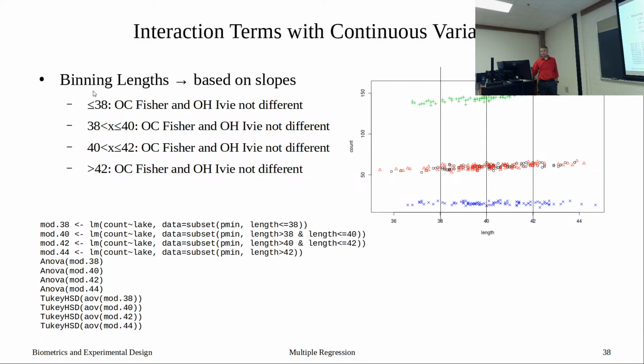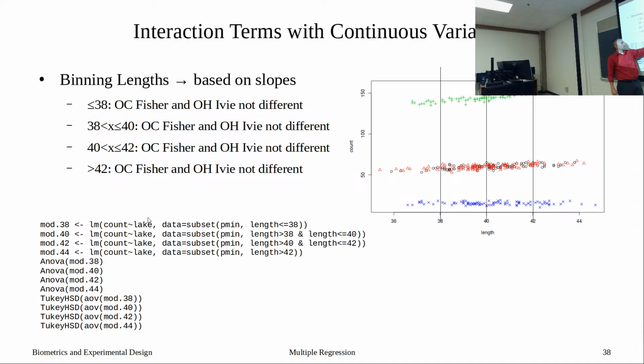We say we're going to break up fish and have fish that are less than or equal to 38 millimeters, fish that are between 38 and 40 millimeters, those that are between 40 and 42, and those that are greater than 42. This is equivalent to taking our subsets, and this is how we handle continuous variables. Now, how do we actually go about doing it? Same way, use our subset command to create individual subsets, or you can pass the subsets directly to the LM function too.